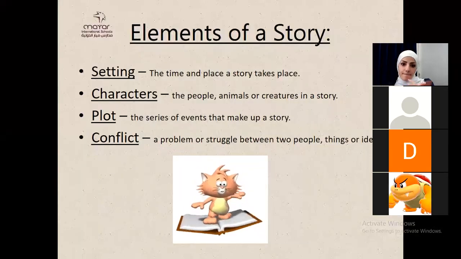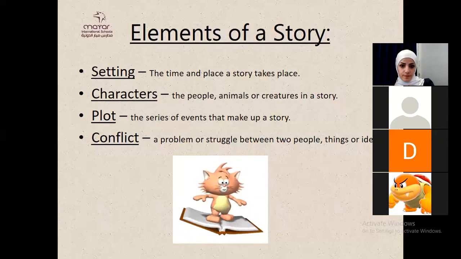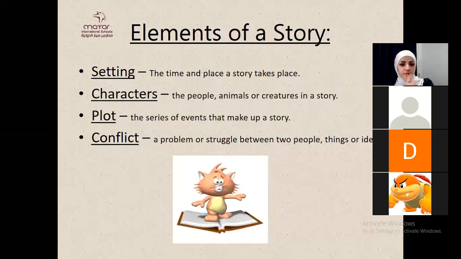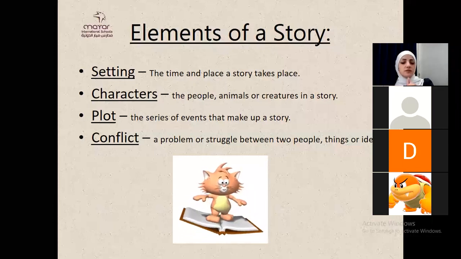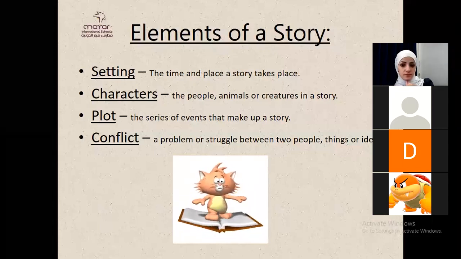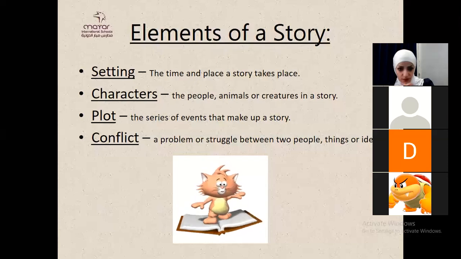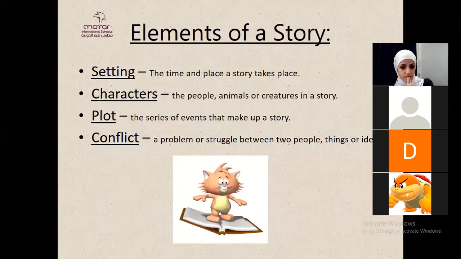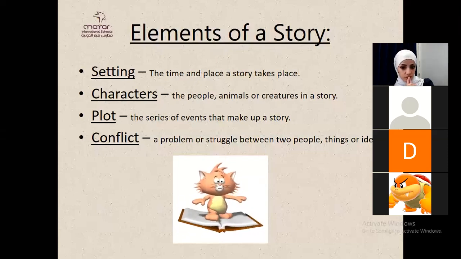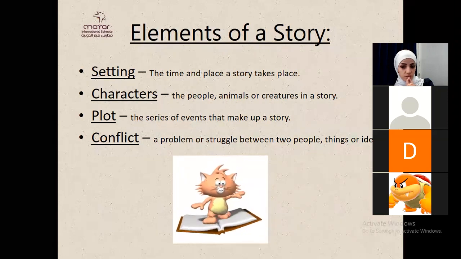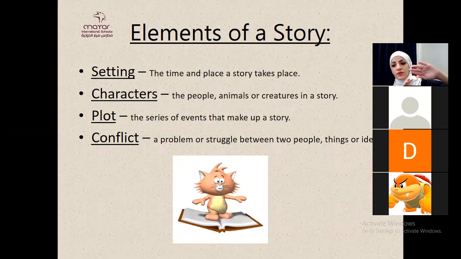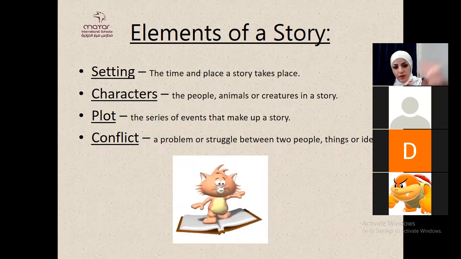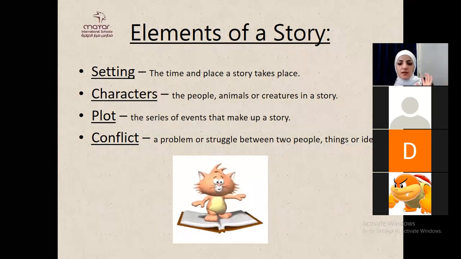Setting, the time and place a story takes place. Characters, the people, animals, or creatures in a story. Good. The plot, the series of events that make up a story. Good. And the last thing, a conflict, a problem or struggle between two people, things, or ideas. And there's the fifth element, which is the point of view, the types of narration.